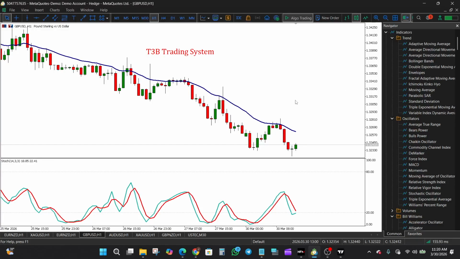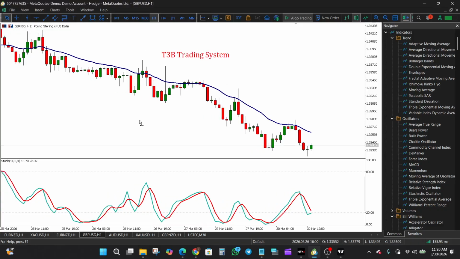To define the overall market bias. So once the trend is established, traders look for pullbacks or consolidation phases as potential entry zones.